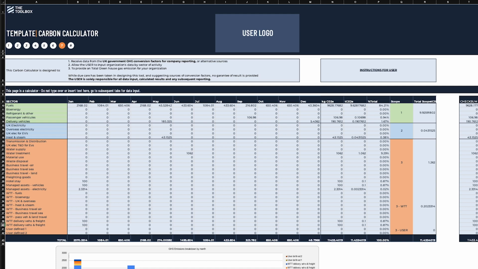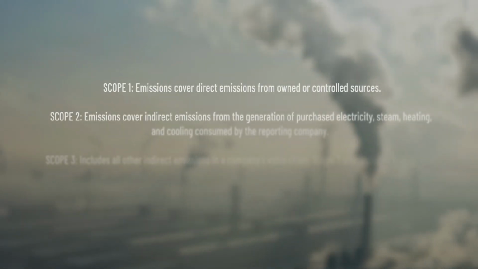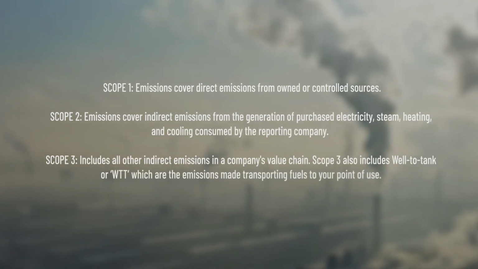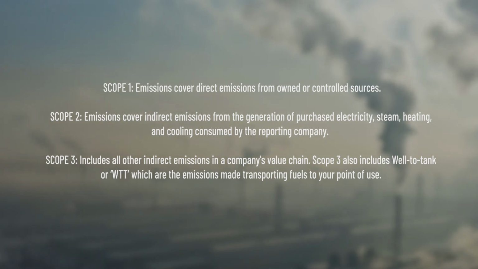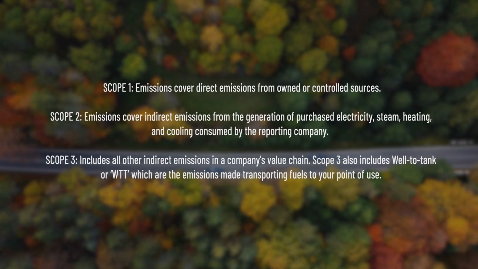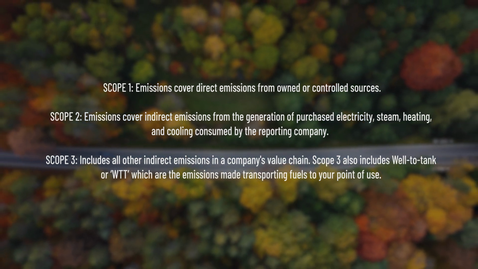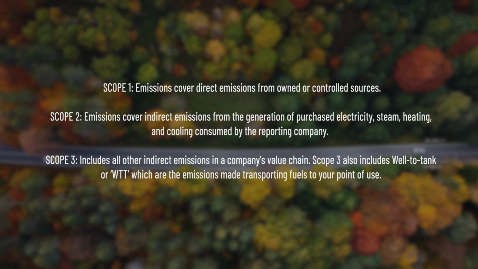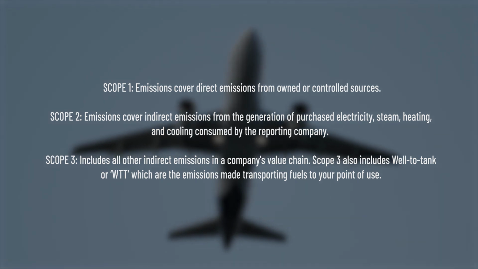In column A, we have listed all the tracking activities and colour-coded them by Scope 1, Scope 2 and Scope 3. To quickly recap on the scopes, according to the Carbon Trust, Scope 1 emissions cover the direct emissions from owned or controlled sources. Scope 2 emissions cover the indirect emissions from the generation of purchased electricity, steam, heating and cooling consumed by the reporting company. Scope 3 includes all other indirect emissions in a company's value chain.